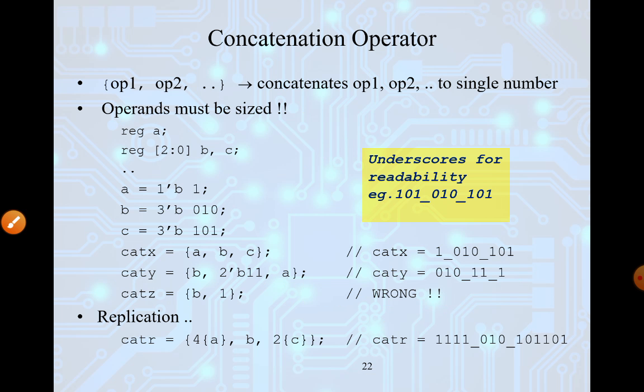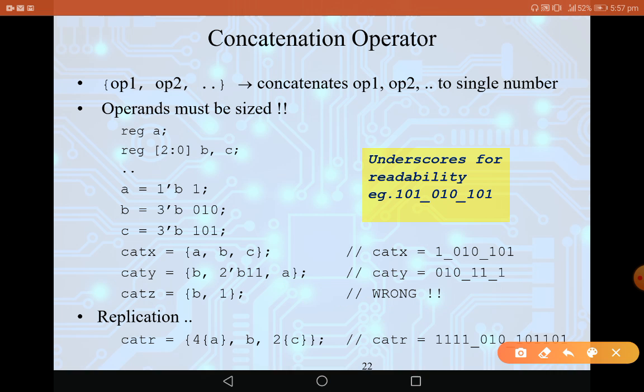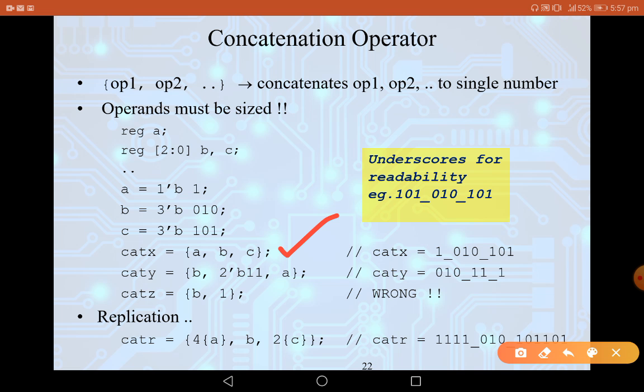Then the concatenation operator. We can concatenate different variables into a single bus. For example, using this statement, cat x, we are concatenating A, B, and C. A is 1 bit, B is 3 bits, and C is 3 bits, so cat x will be 7 bits. Cat y is B, a 2-bit binary 11, and A. A is 1 bit, then 2 bits, and 3 bits for B, so cat y is 6 bits. Now cat z will be B and A, 1 bit. B is already 3, so cat z will be 4 bits.